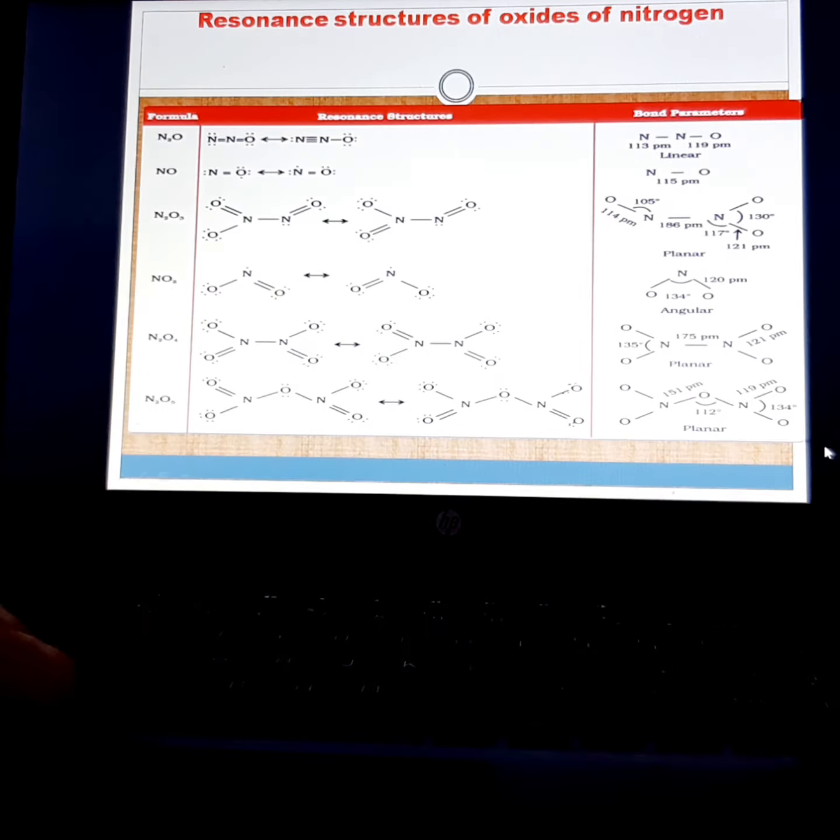Next is resonance structure of oxides of nitrogen. We know how we can write resonance structures: one compound can exhibit more than one structure. Here it is given N2O. I will explain. We know nitrogen has atomic number 7, so we can write the electronic configuration as 2,5. So 5 is the valence electrons present in nitrogen, and for oxygen atomic number is 8, so 2,6 we can write. So 6 is the valence electrons present in oxygen.